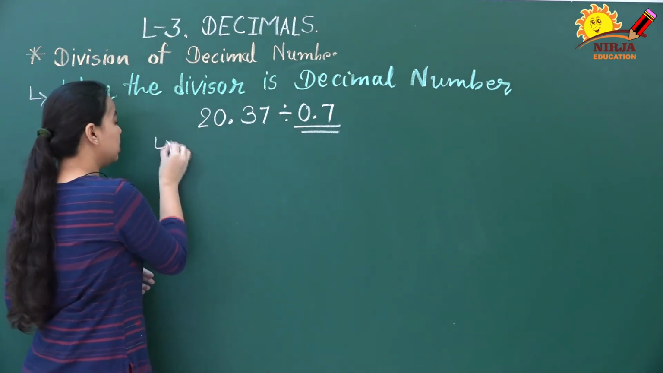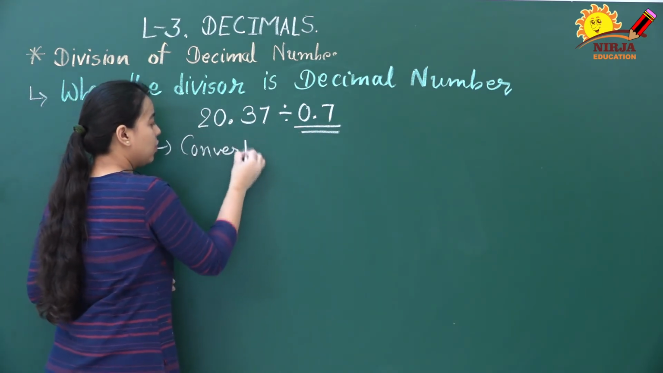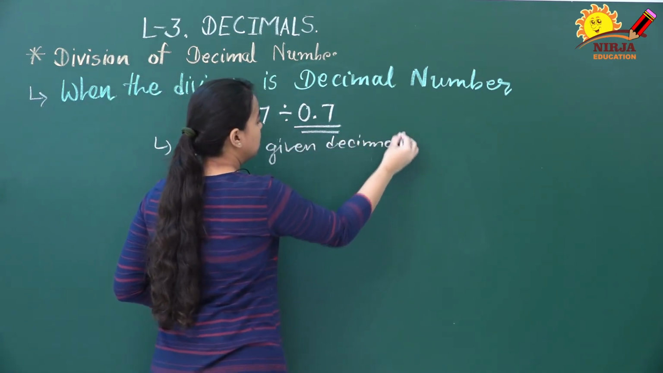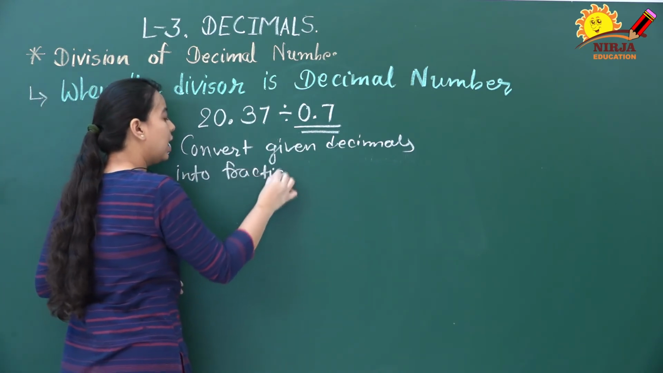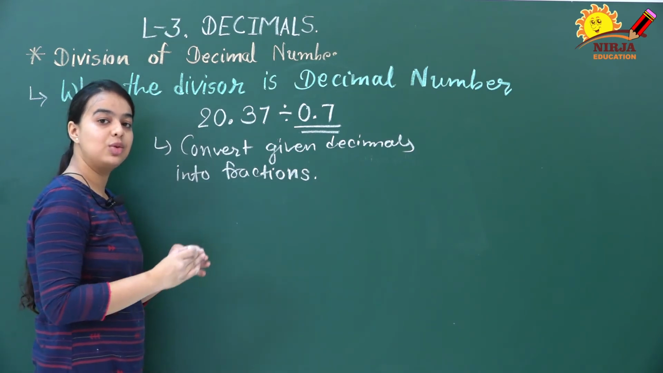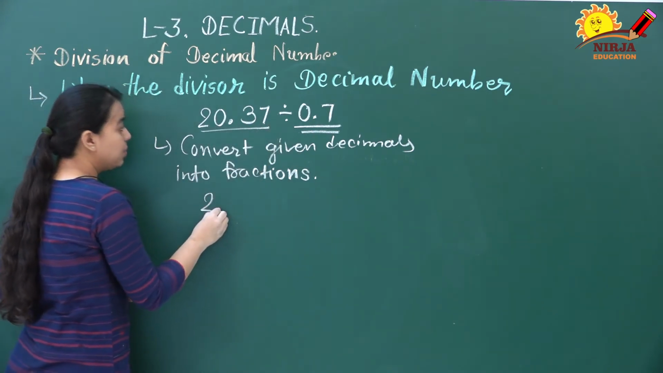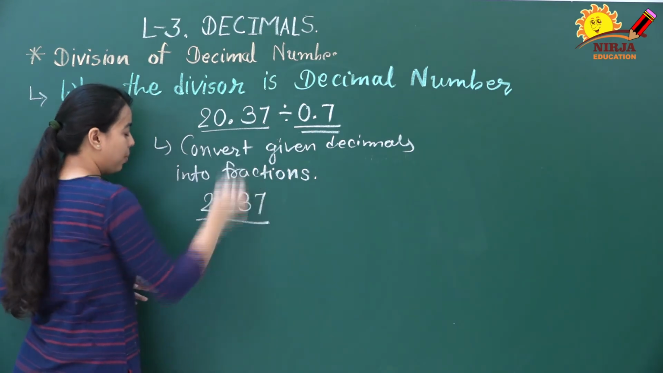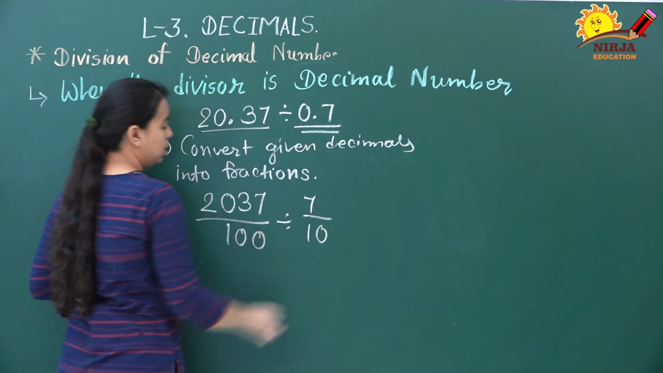First we need to convert these decimals into fractions. Convert the given decimals into fractions, and you have already studied in your previous classes how to write a fraction from decimals. This 20.37 we can write as 2037 upon 100 divided by 7 upon 10.